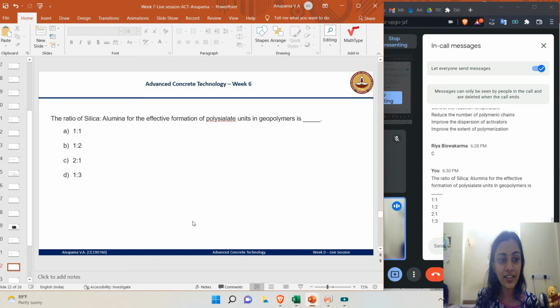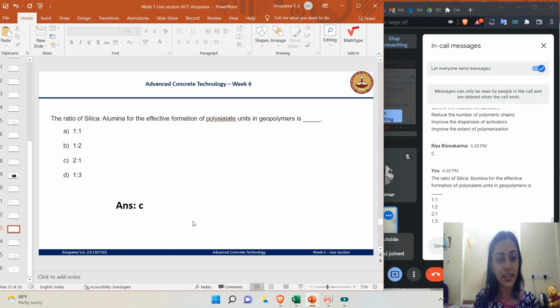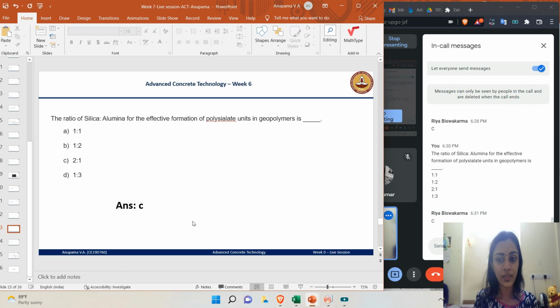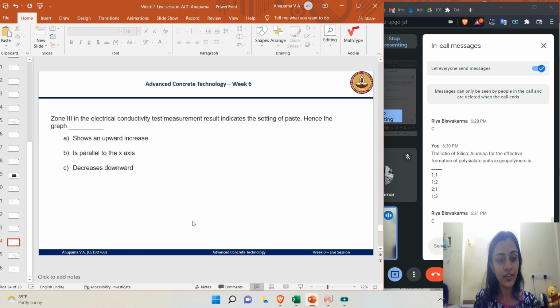So the correct answer, that is, the ratio for the effective formation of polysialate units in geopolymers, for silica to alumina is 2 is to 1. Okay, the ratio of silica to alumina for the effective formation of polysialate units is 2 is to 1. Yeah, correct. Moving on to the final question for today.